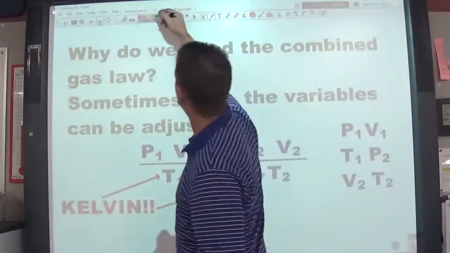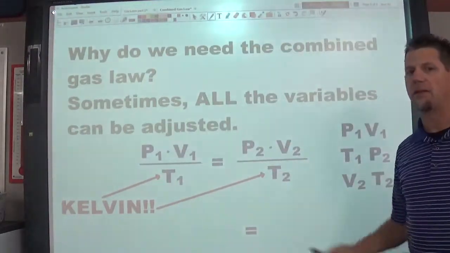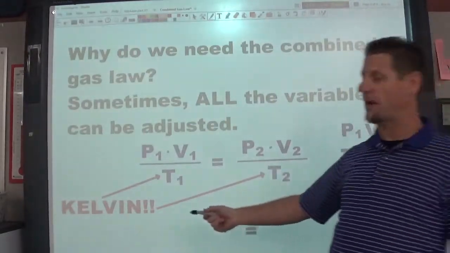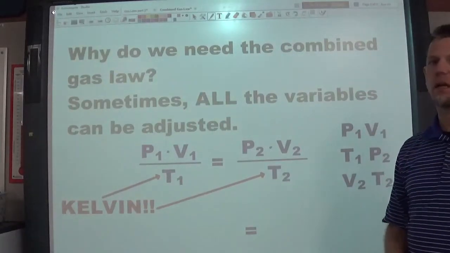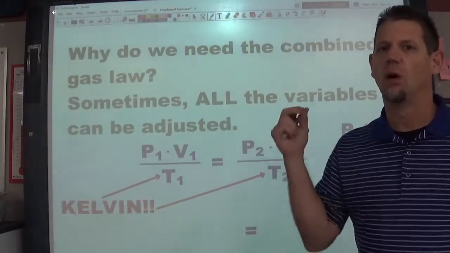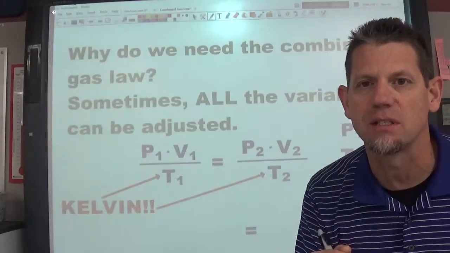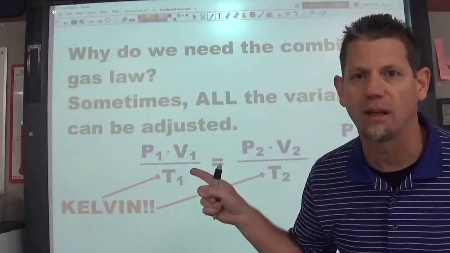Again, I didn't write it, but you should recognize that these are being multiplied together and then divided by the temperatures on the bottom. And as you can see from the big giant red word pointing across, it must be Kelvin. If you use Celsius, it will be wrong, people. It will be wrong. Don't use Celsius. They're going to give you Celsius in the problem. Don't use Celsius. You've got to convert to Kelvin.